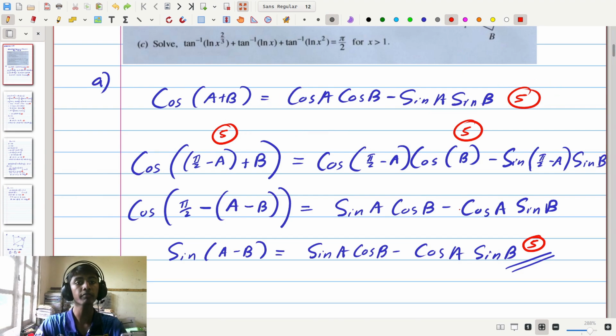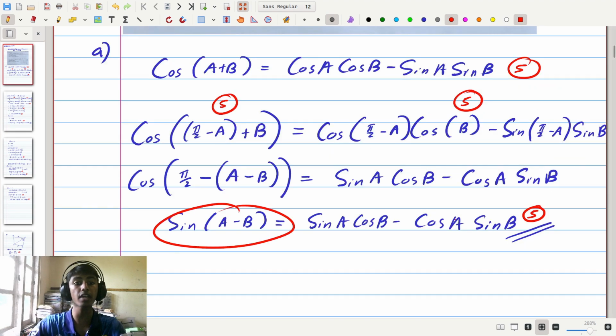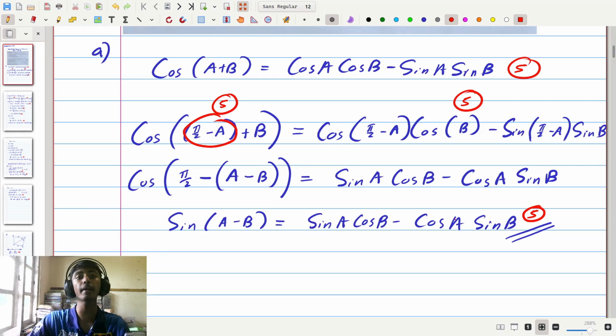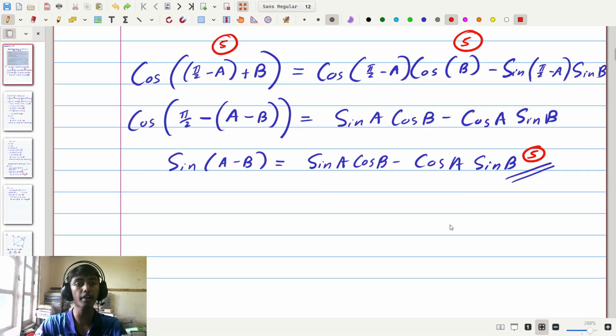And then when you try to use that to find the sine of a minus b, when you do the substitution of the first angle being pi by 2 minus a, you get 5 marks. When you then apply the cosine of a plus b into that and get this equation right here, you get 5 marks. And then when you simplify, use trigonometric identities to eventually get that the sine of a minus b is equal to sine a cos b minus cos a sine b, you get another 5 marks.